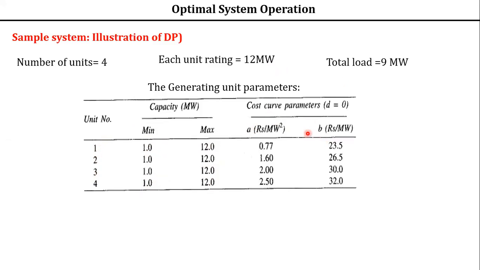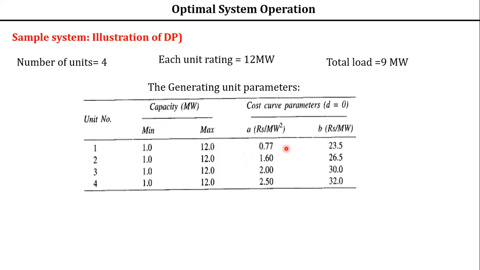And the cost curve parameters. In the earlier class, I took the cost curve coefficients as alpha, beta, gamma, isn't it? But here I am considering A, B, D. Understood? That is, for PGi squared, the coefficient will be Ai. For PGi, the coefficient will be Bi, plus Di, the constant. Depending on the textbook, they use the cost curve parameters differently. So as per that, you can go ahead.